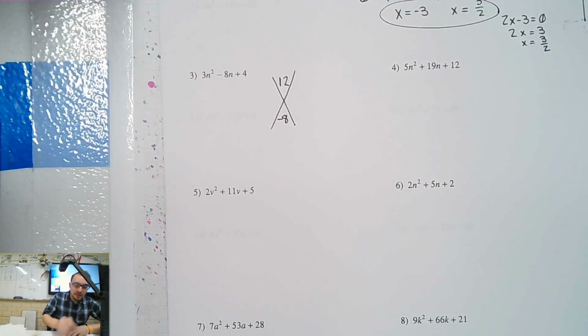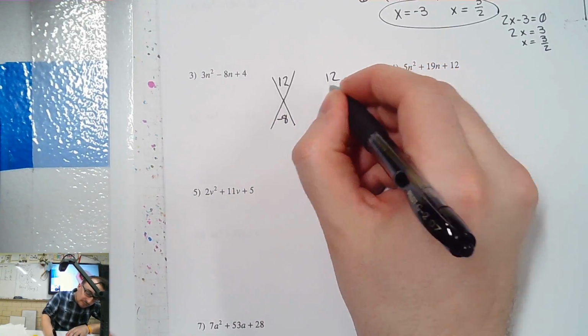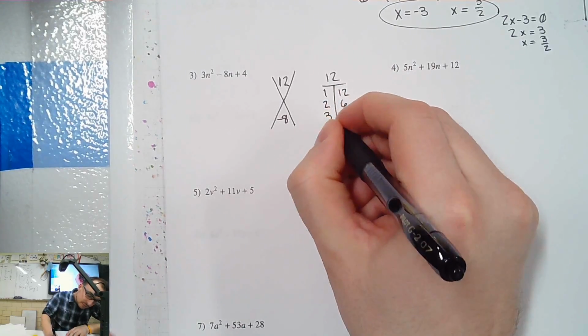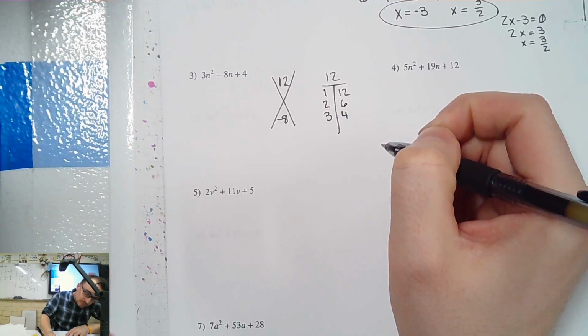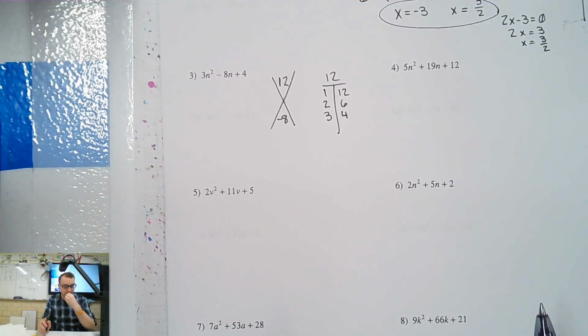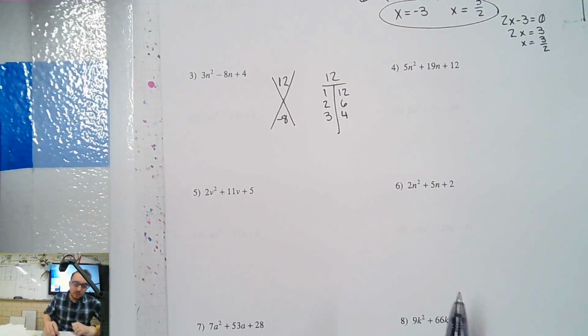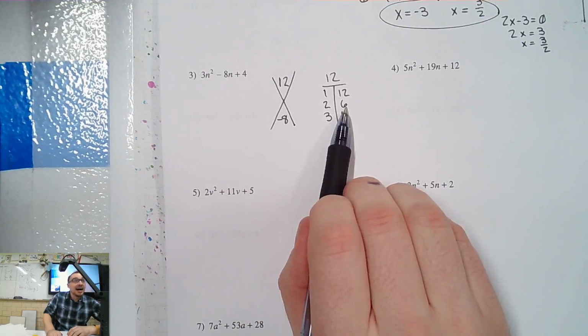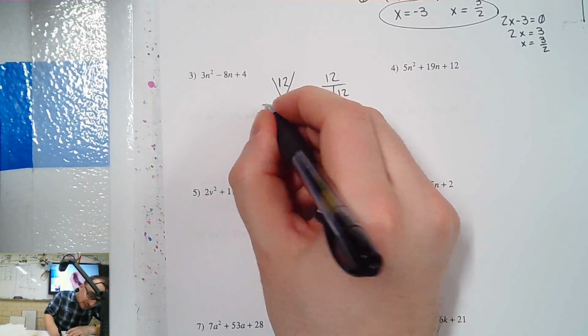Cool. Now we need factors of 12. Let's list them. 2, 3, 4, and stop, because then I check 4 and X, and I've already done 4. Right? 6 and 3. So, now which one of these are going to add to negative 8? 2 and 6. Yeah. They got to be both negative.